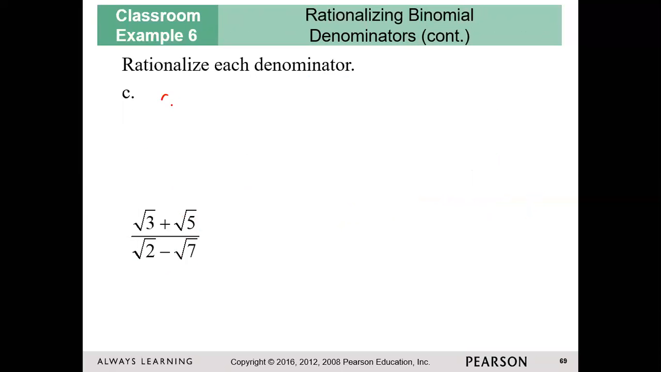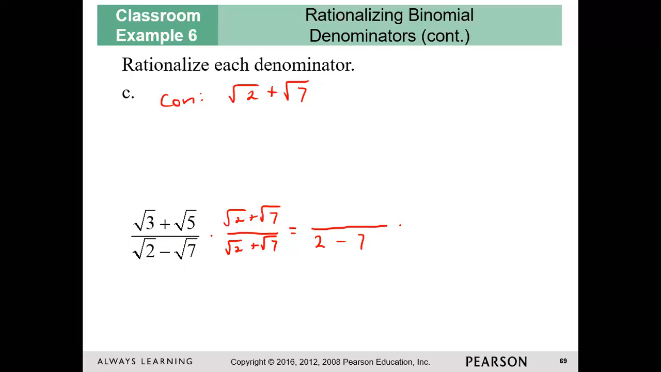So again, our conjugate is going to be radical 2 plus radical 7. So that's what I'm going to multiply by. So radical 2 plus radical 7, radical 2 plus radical 7. So again, the denominator should be the fastest part of this whole process. Square the first, 2, square the second, 7, subtract them, you get negative 5.